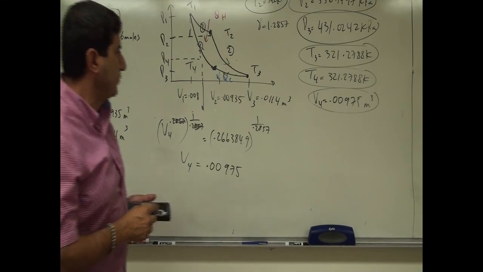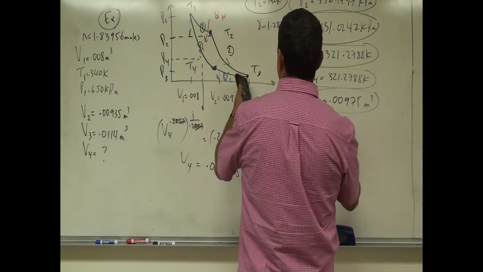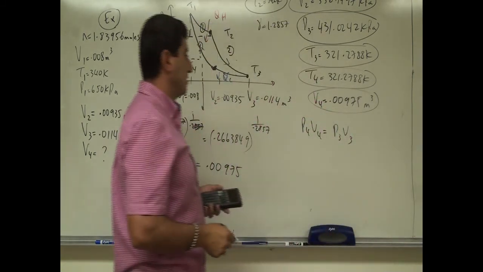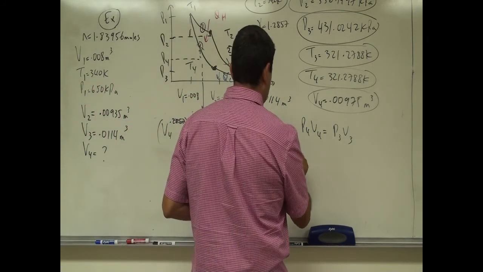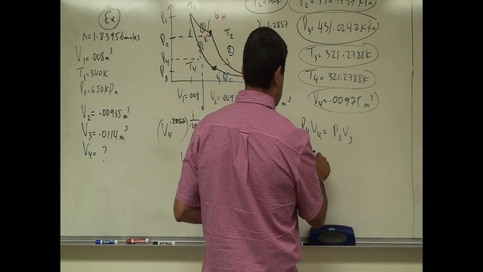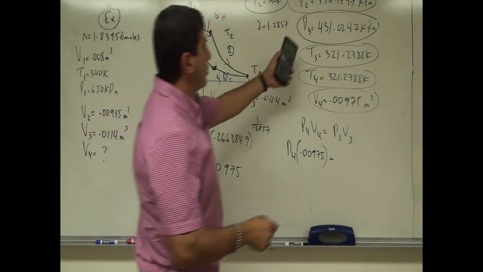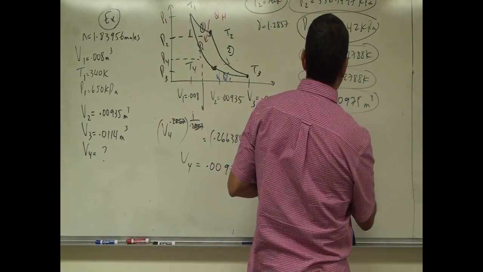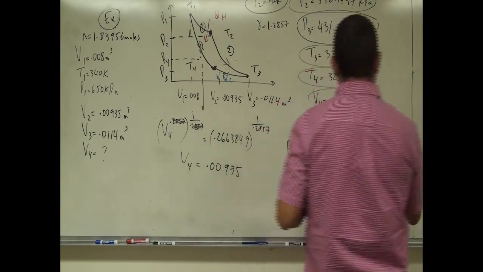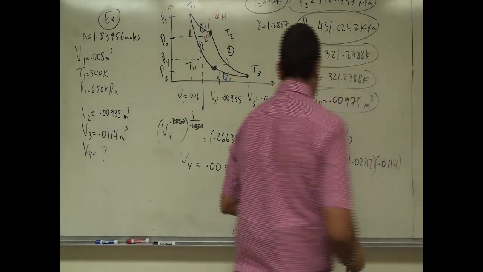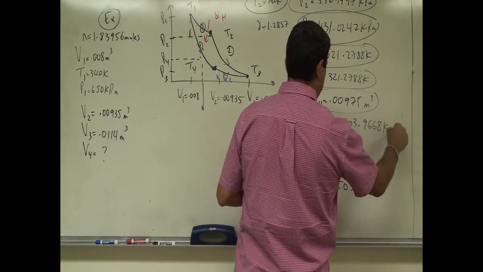Okay, so then how do we get P4? We can say P4 V4 is equal to P3 V3, right? Which is the isothermal stage, right? So we can just do that way. That's the easiest way. So P4 times 0.00975, right, is equal to P3. We already knew 431.0242. Okay, and then V3 is going to be 0.0114. Okay. 503.9668 kilopascal.